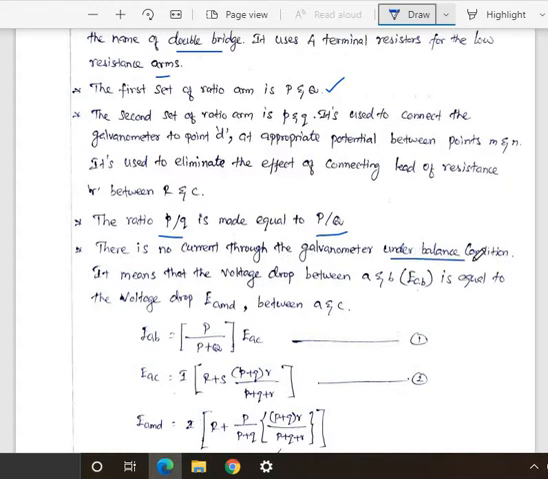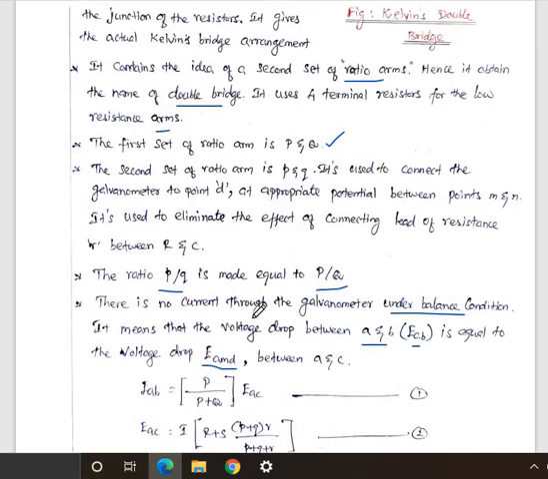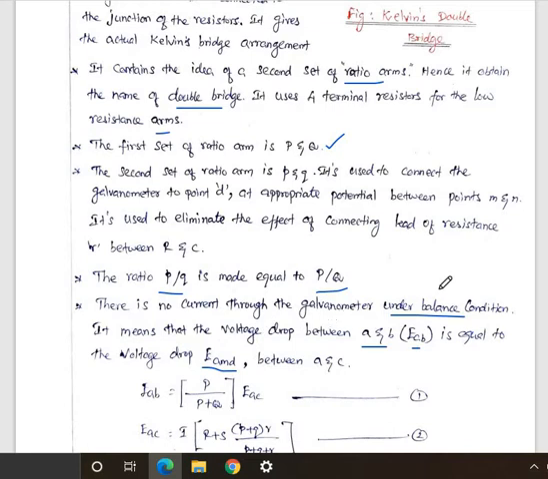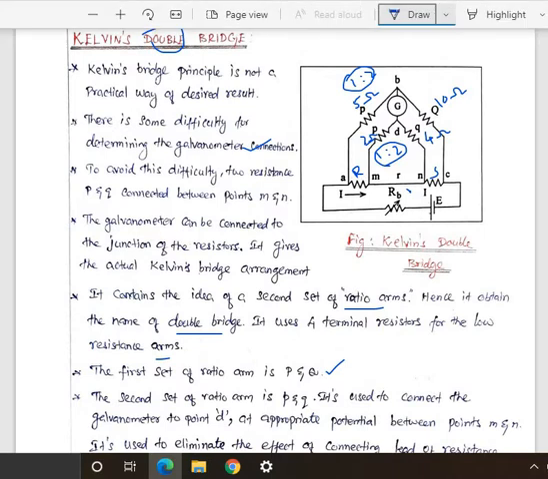When the bridge is balanced, there is no current flow through the galvanometer because the circuit is in balanced condition, and it means that the voltage drop between A and B, that is EAB, is equal to the voltage drop across AMD. When the circuit is balanced, the voltage drop between the A and B terminals equals that across the AMD terminals. Just see the diagram here, and wait, I will clear that.